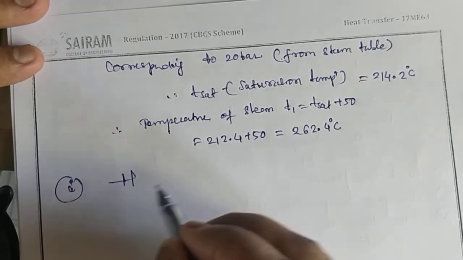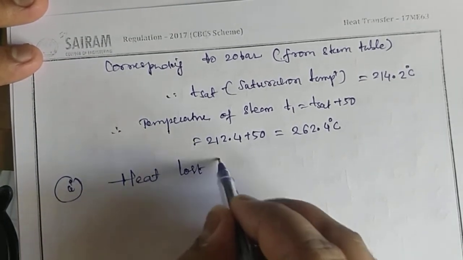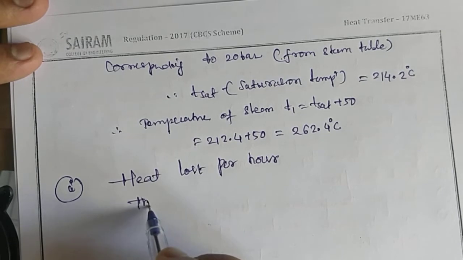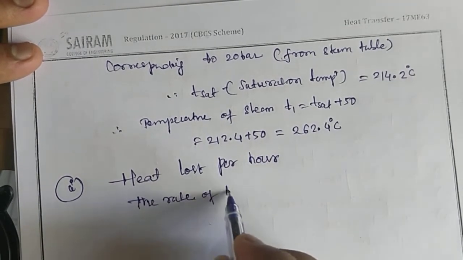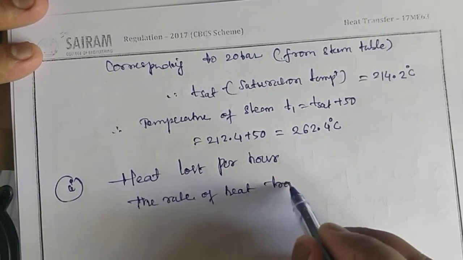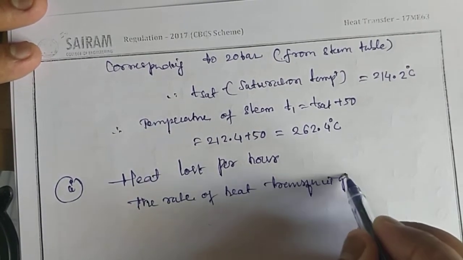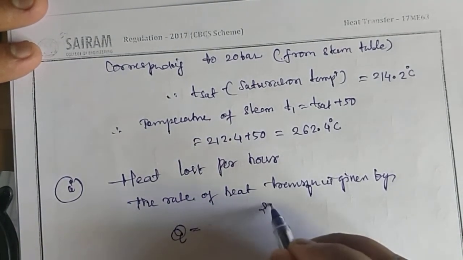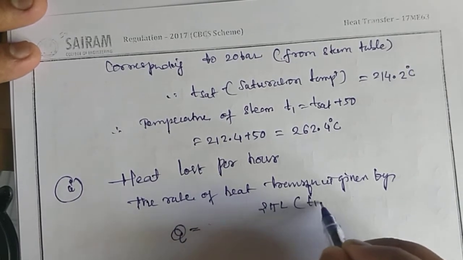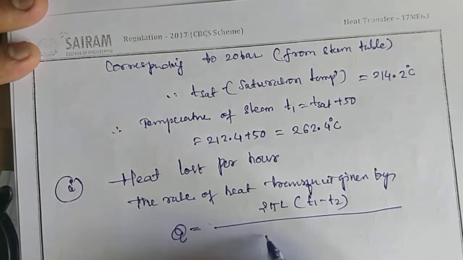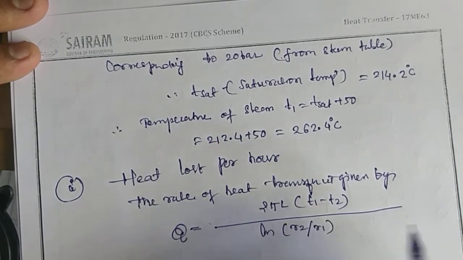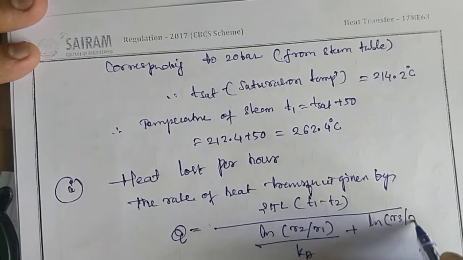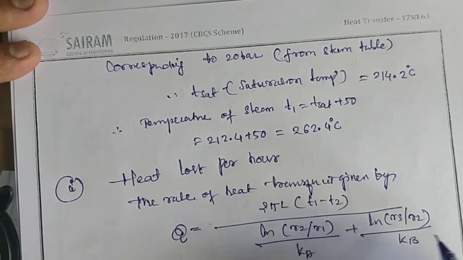First one is heat lost per hour. So the rate of heat transfer is given by Q is equal to 2 pi L into (T1 minus T2) divided by ln of R2 by R1 divided by Ka plus ln of R3 by R2 divided by Kb.